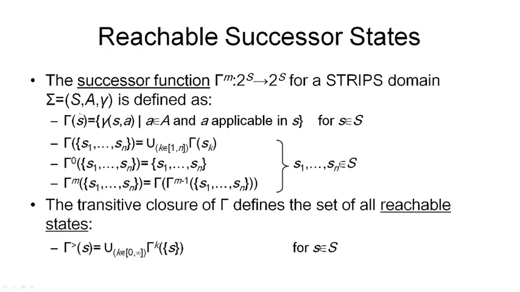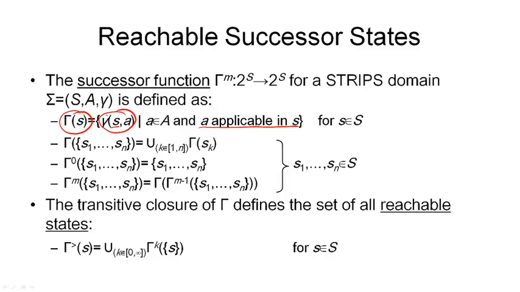The successor function gamma of s for a single state is defined here. It is the set of all states gamma(s, a) for all actions a that are applicable in this state s. So this set consists of all those states that can be reached by an applicable action from our state s. If I wanted to compute this, I would have to go through all the operators and find all the ground instances of these operators that are applicable in the state. Then I could apply those actions in the state, and I would get all the successor states here. This is how gamma of s is defined.